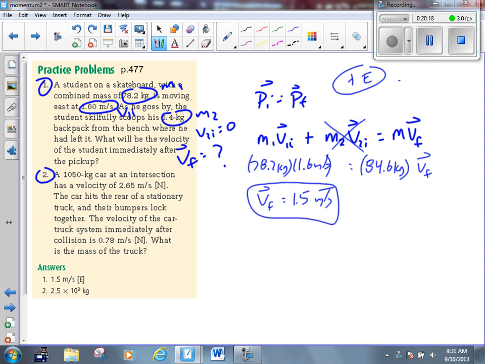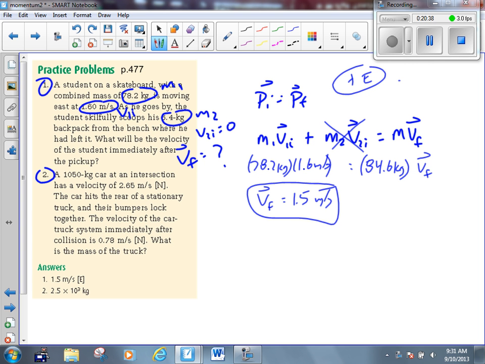The guy was going 1.6 meters per second. He slowed down after he picked up the backpack. Not dramatically, but he still slowed down after he picked up the backpack. Why? Not because he stuck his foot out and slowed himself down, or however you skateboarders slow down on a skateboard. But why did he slow down?